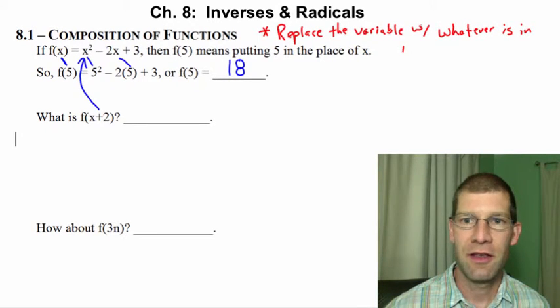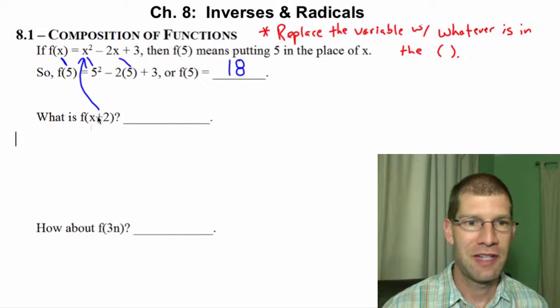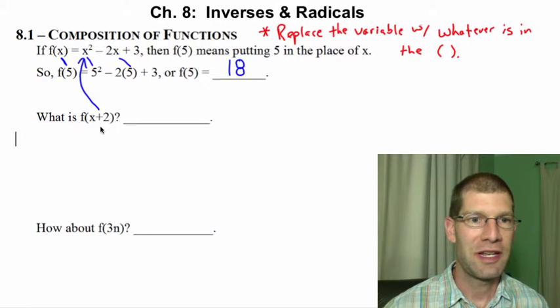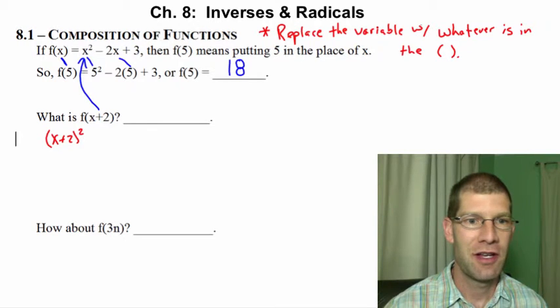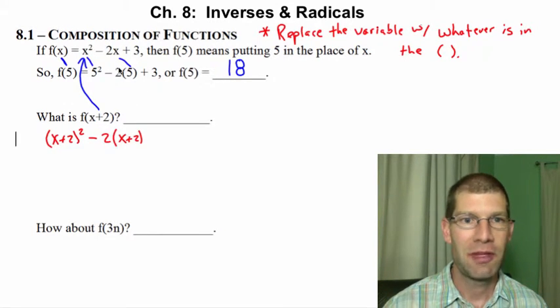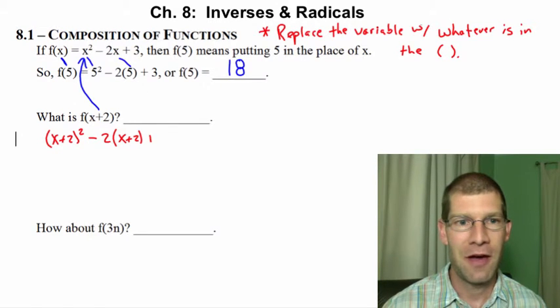is in the parentheses. So it doesn't matter that there's an x here in the parentheses and that there's an x up here. You just replace these x's with what's in the parentheses. So instead of x squared, I now have x plus 2. All of that replaces my x in my original equation. So all that is squared. Then I have minus 2x here, so it's whatever's in the parentheses, x plus 2, replaces that x up above, and now I have a plus 3.